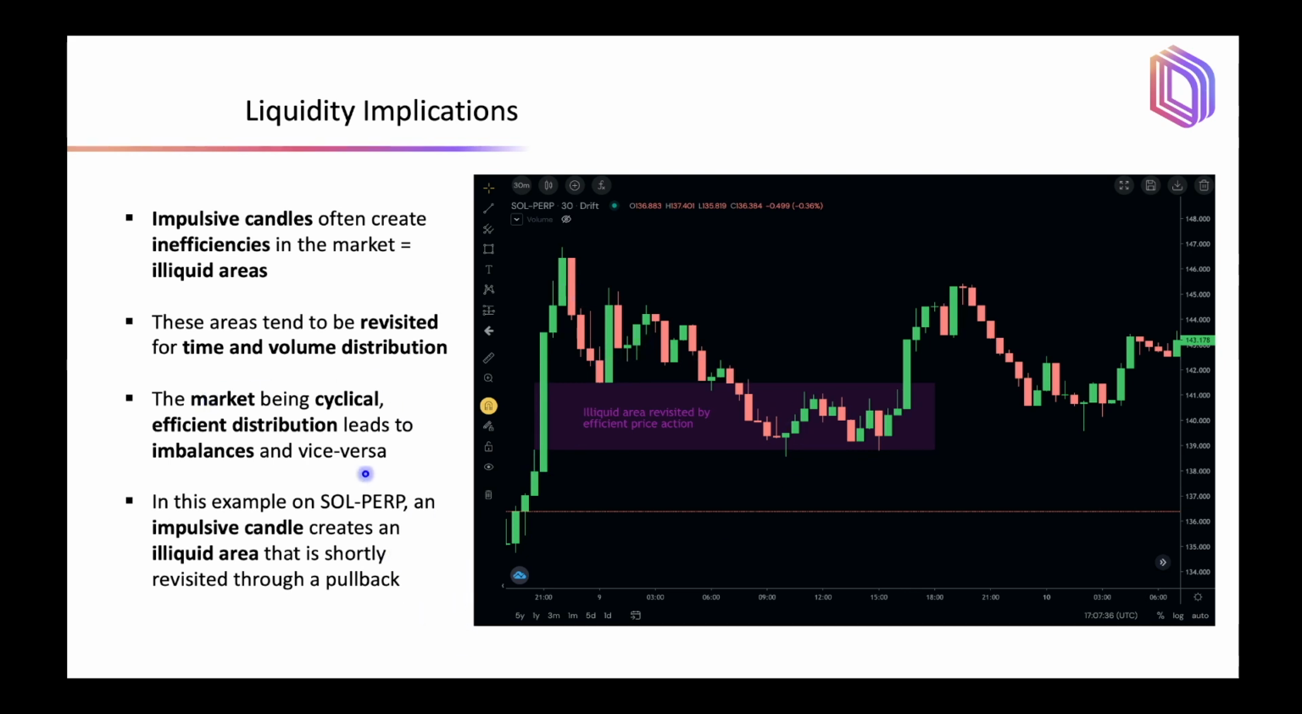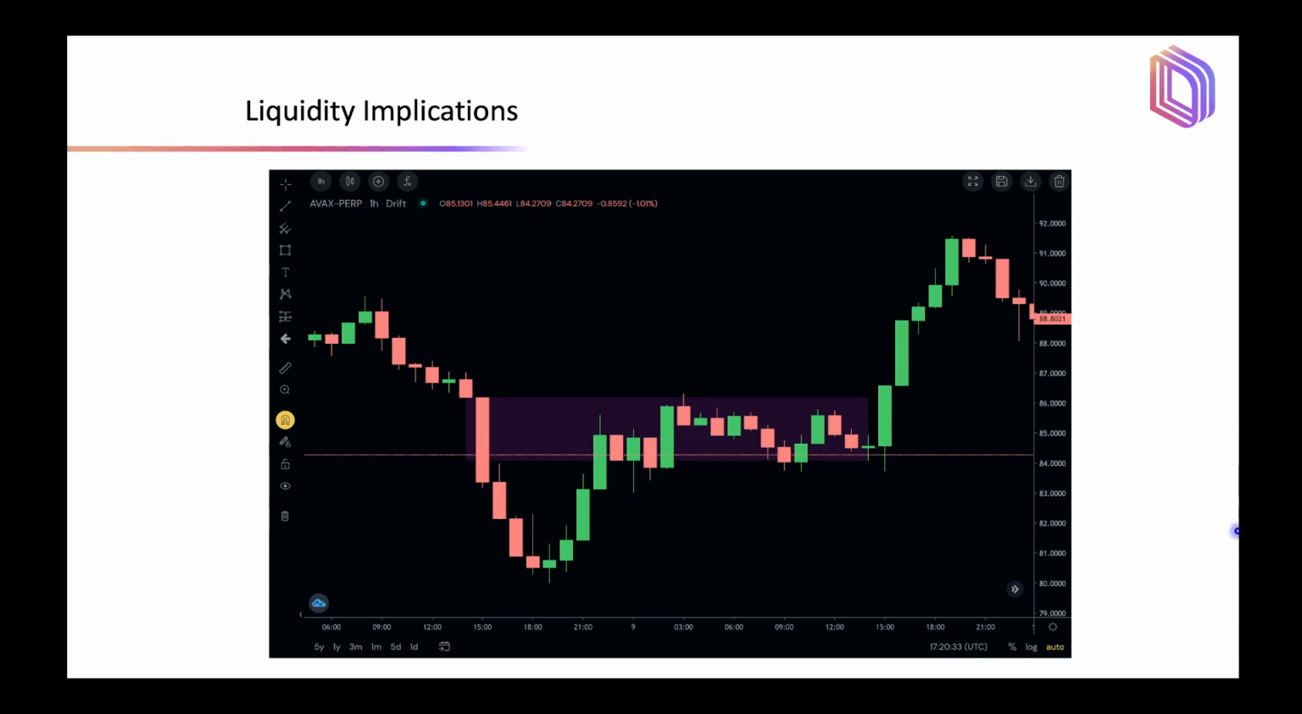So the market being cyclical, efficient distribution leads to imbalance and vice versa. So we have an illiquid move here, we come back down, distribute volume and time. Another illiquid move here, we come back down, distribute volume and time. Another example in AVAX. We see an illiquid move down, and we come back to the level, distribute time and volume, and then we come back to an imbalanced environment.